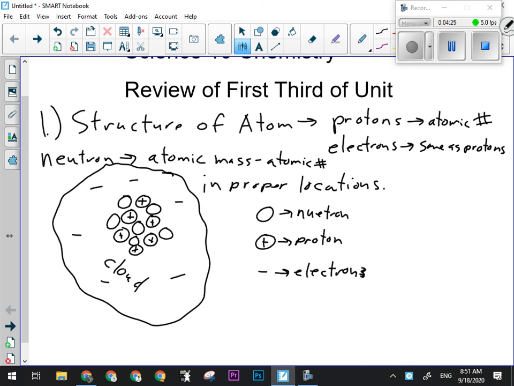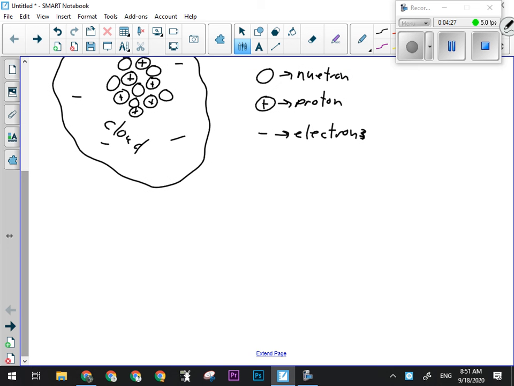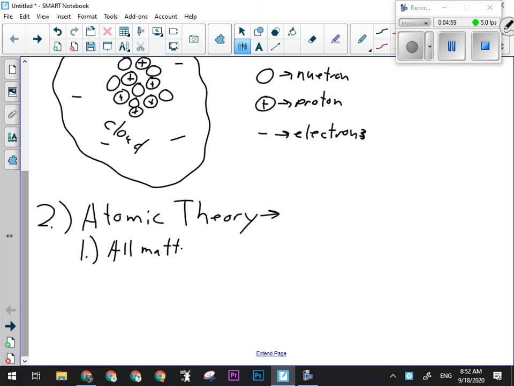We also talked that same day about atomic theory. Now, atomic theory was devised by whom? John Dalton. John Dalton came up with it, and he said it has 4 points. Should you know the 4 points? Yes, you should. So, the 4 points of the atomic theory, Cole's Notes version. All matter is made of atoms.